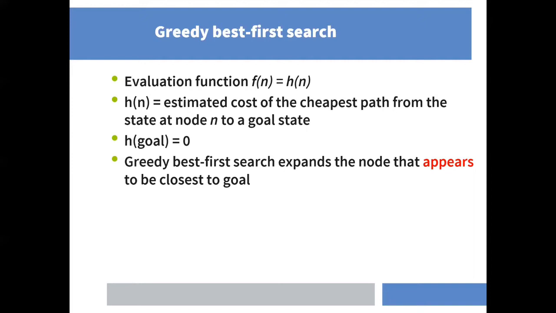The greedy best first search, or greedy search, uses h of n as its evaluation function. Greedy search expands the node that appears to be closest to goal. Take note of the word appears. It means it seems, it looks, it is somehow a good guess. So in Filipino, maybe we can call that a hula.